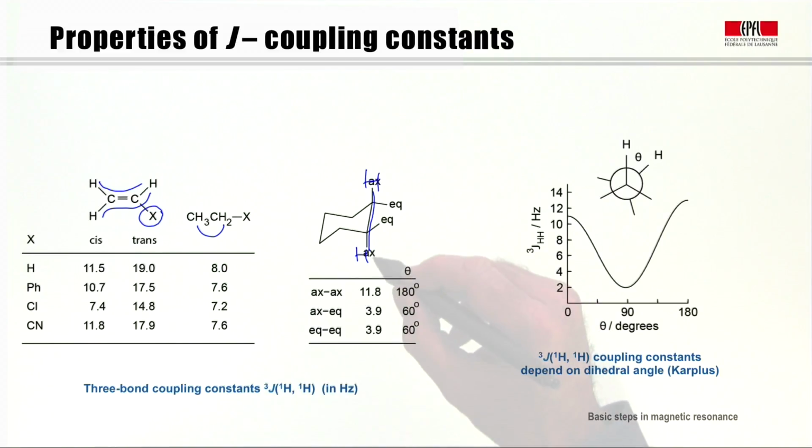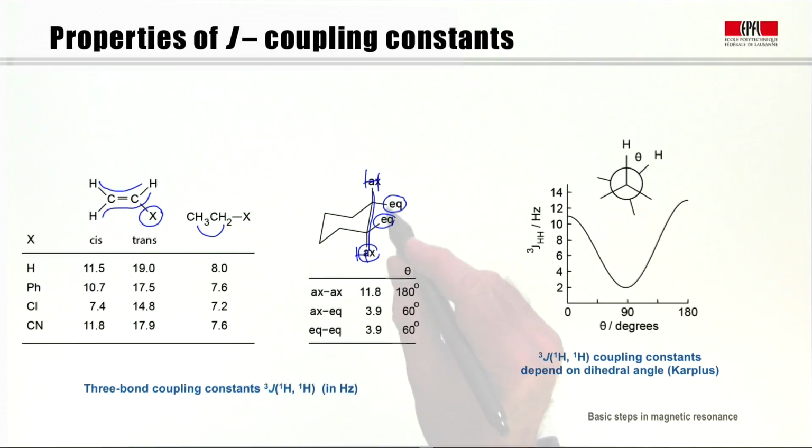But if we now consider, for example, between this equatorial proton here and this axial here, now there is a 60 degree dihedral angle, and the coupling drops to about 4 Hertz. And likewise between the two equatorials, so if we compare this and this, there is also coupling between those two. Again, the dihedral angle, although that's not obvious from this diagram, is only 60 degrees, and the coupling is 3.9. So there are important lessons to be gained from looking at 3-bond coupling constants.